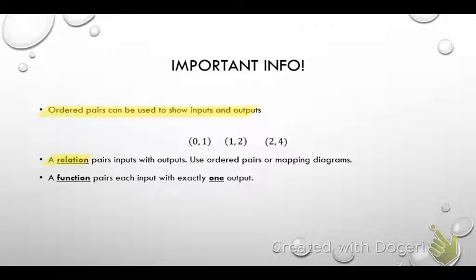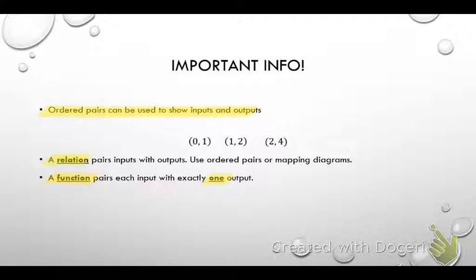A function, now every set of ordered pairs is a relation, but it does not mean that it's a function. A function pairs each input with exactly one output. We're going to explore that more later in the lesson, in example 2 and 3, even example 4. Okay, so we'll look more specifically at what's a function and how to tell if it is or not. Just for now, go ahead and get these written down. We'll look at a couple more things and then we'll move on.